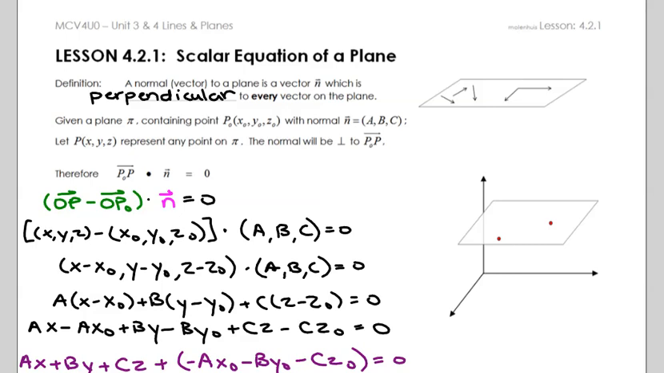And so in this video, lesson 4.2, we're going to look at how to write a plane's equation in scalar form. Okay, so this is going to be part 1 because I just want to show you how to write the equation itself. And then in part 2, I'm going to show you an application. Okay, so let's get into it.